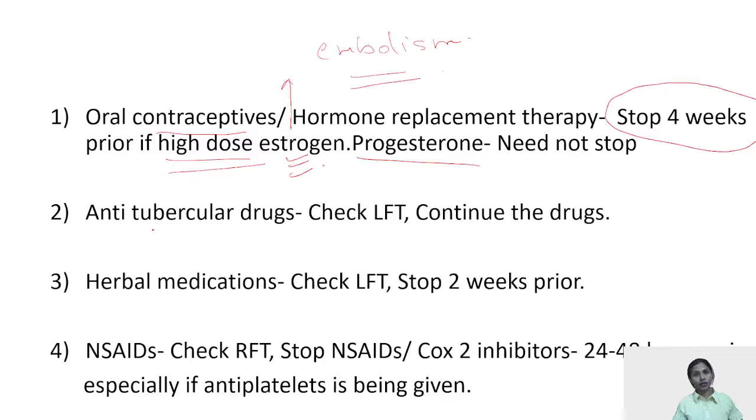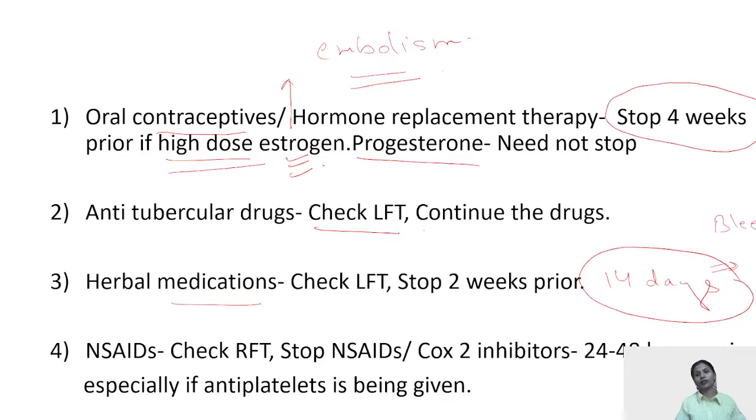Then anti-tubercular drugs. Need not stop it, continue the drugs, but please check the LFTs for any drug-induced hepatitis. Herbal medications. Herbal medications have to be stopped at least 14 days prior to surgery, because these drugs are known for their bleeding diathesis. Okay? And kindly check your LFTs and RFTs also when the patient is on chronic herbal medications.